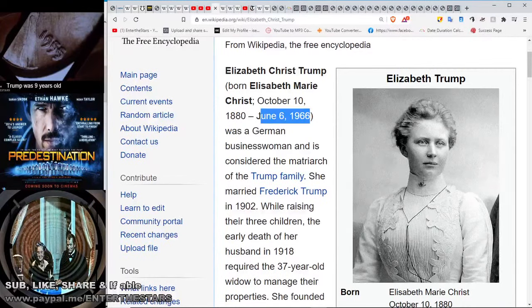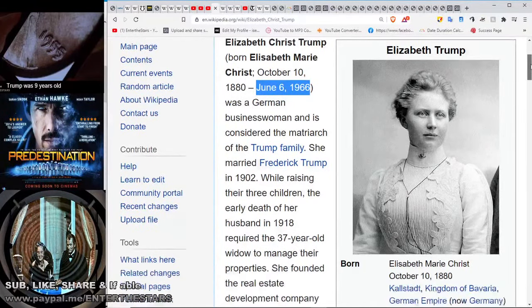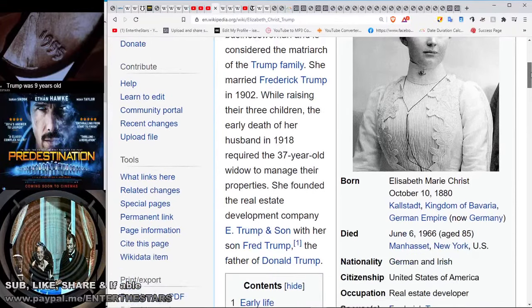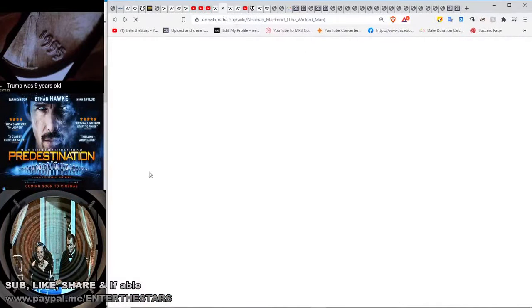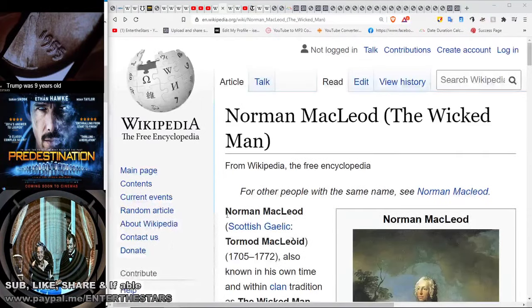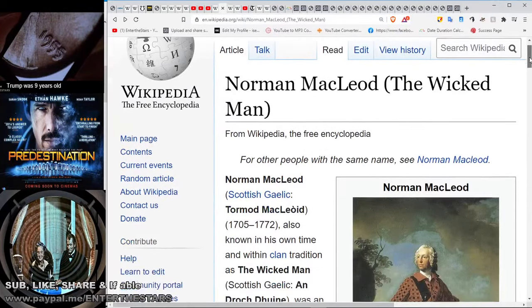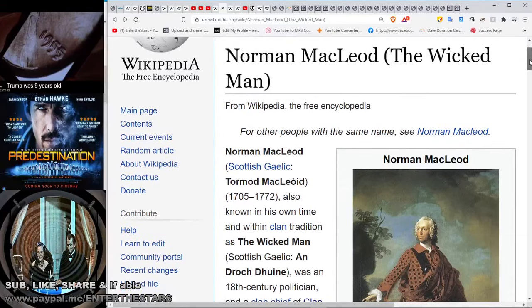Now, that doesn't give you chills and help you bring pause to what it is we're all doing here. I don't know what does. Who dies on 6/6/66? And basically, his grandmother here is the one who established the Trump family real estate empire. She basically started it all. Now, this is on his father's side. And on his mother's side is the McLeod family. We've done a lot of work on the McLeod. Here is the wicked man.